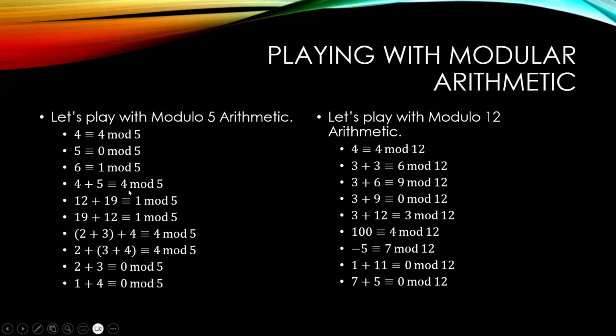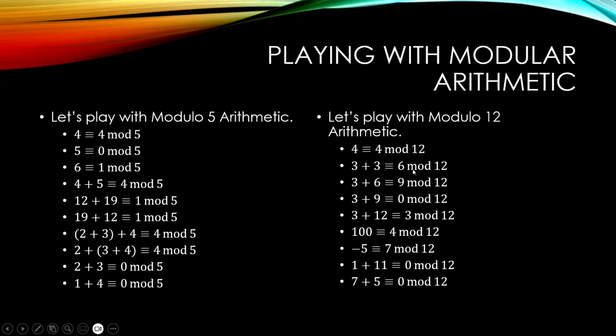4 plus 5 is congruent to 4 mod 5. 12 plus 19, that's going to be 31. So 31 is 1 mod 5. 19 plus 12 is also 1 mod 5. 2 plus 3 plus 4 is 4 mod 5, and it doesn't matter which ones you do first. 2 plus 3 is 0 mod 5. 1 plus 4 is 0 mod 5. You might notice that I'm sneaking in some of those properties in here. These two are demonstrating the associative property. These two are demonstrating the inverse property. We even have our identity property, 0 mod 5.